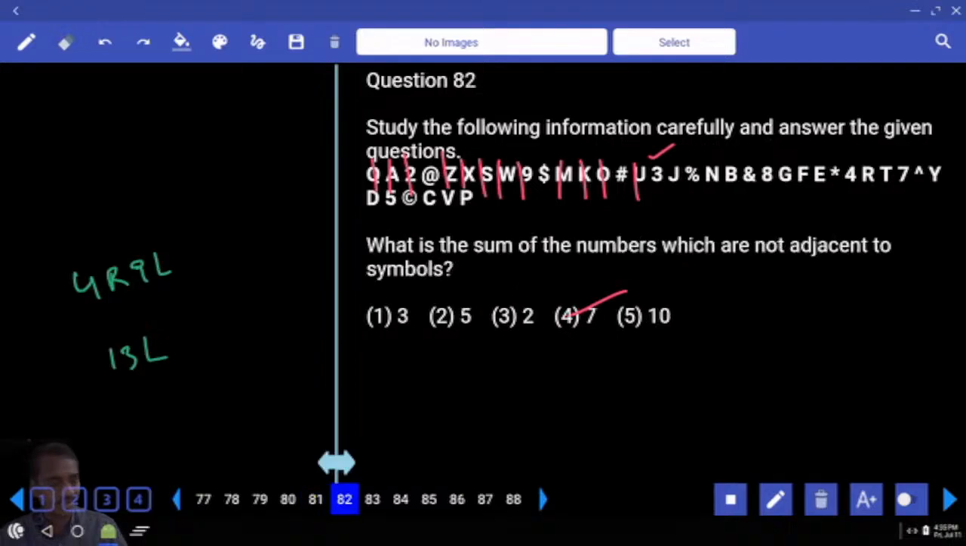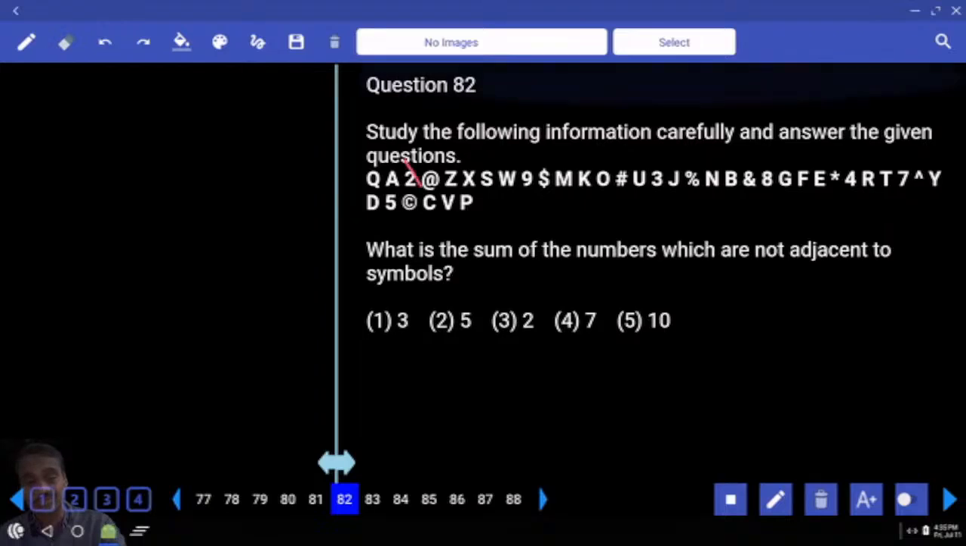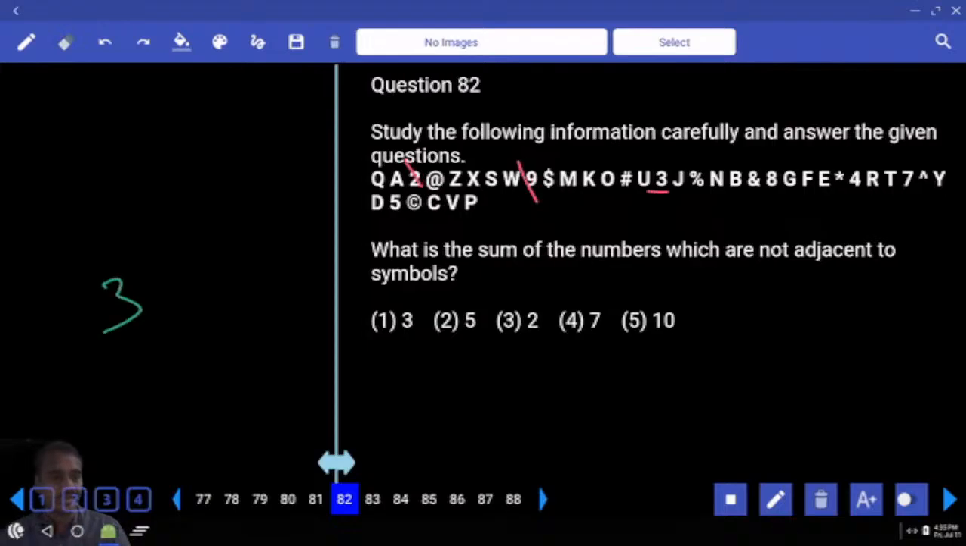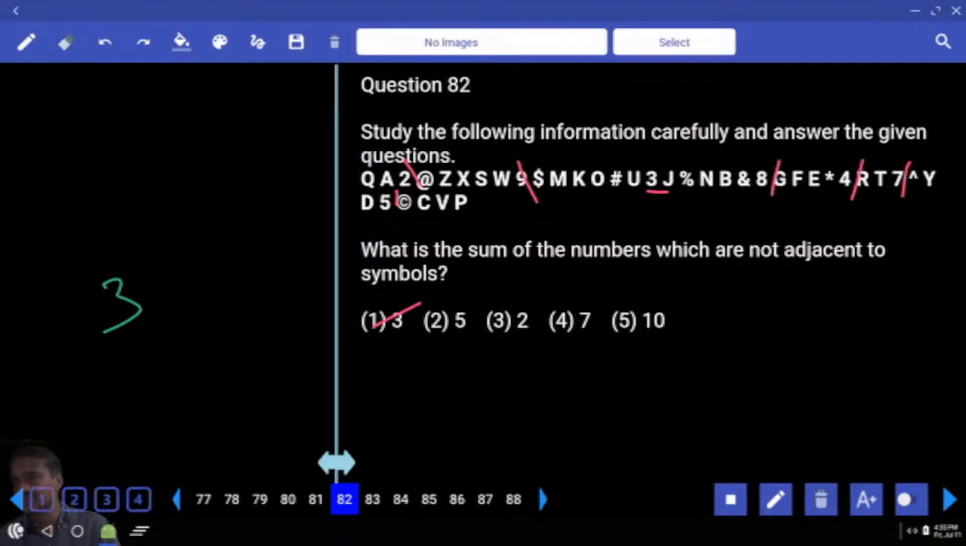And 82: what is the sum of the numbers which are not adjacent to symbols? This number is adjacent to a symbol, this number is adjacent to a symbol, now this number is not adjacent to a symbol. This is adjacent to a symbol, 4 is adjacent to a symbol, 7 is adjacent to a symbol, 5 is adjacent to a symbol. Then what is your answer? Only 3 is the choice.